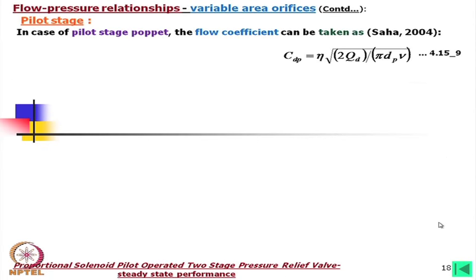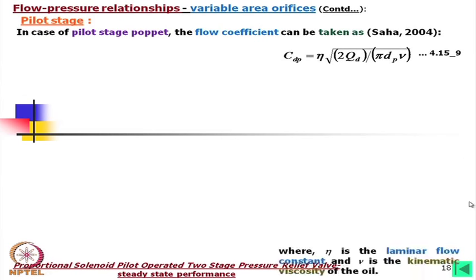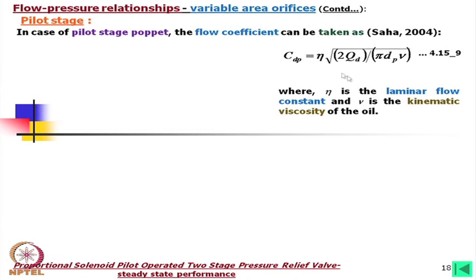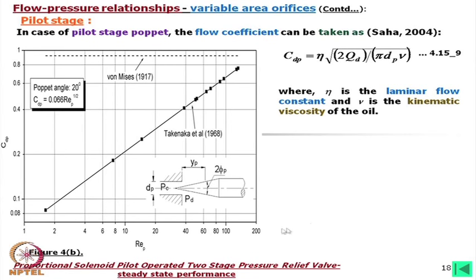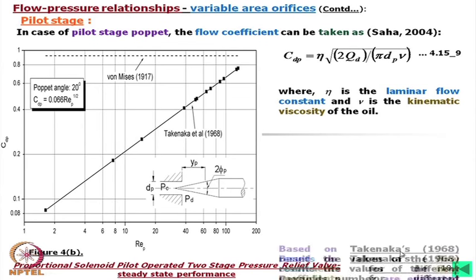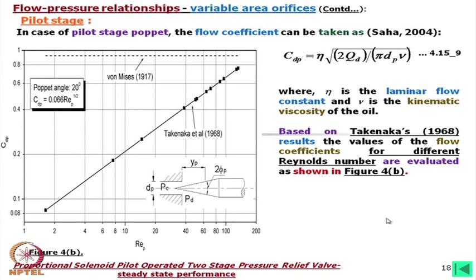Now, for the pilot stage, similarly, this formula can be used, and it is called the laminar flow constant, and this is the kinematic viscosity of the oil. Now, in this case, I think I have made a mistake here, 1/8, this relation will be more or less the same, and he also proposed this formula for this one, but in this case, as you see, for the pilot stage, this curve is different from the main stage. In this case, this angle is very low. However, this also is experimentally found to be suitable for this proportional valve.